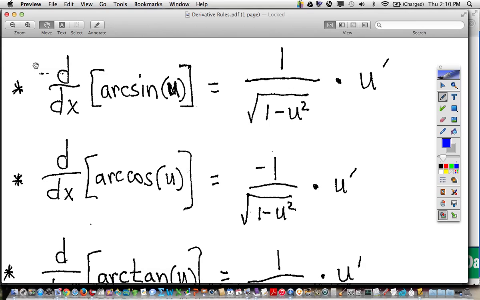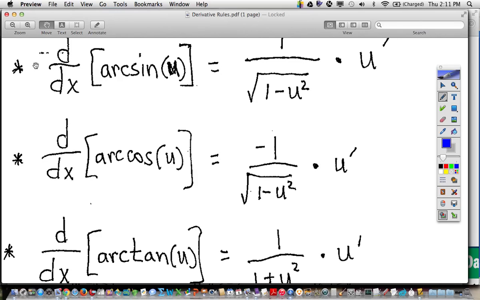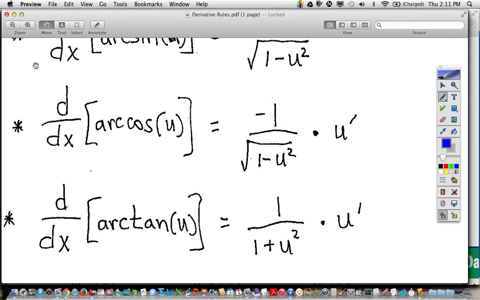The arc cosine rule is exactly the same, except it's got a -1 on the top. So that's nice, not much to remember there. And arc tangent, the last one we have, is very similar. There's no square root, and it's got a plus sign instead of a minus sign. So arc sine, arc cosine, arc tangent. That completes the derivative rules of functions we need to do.